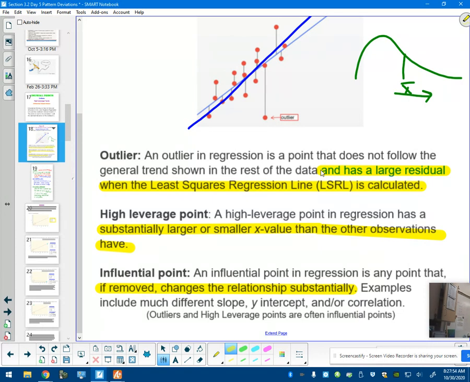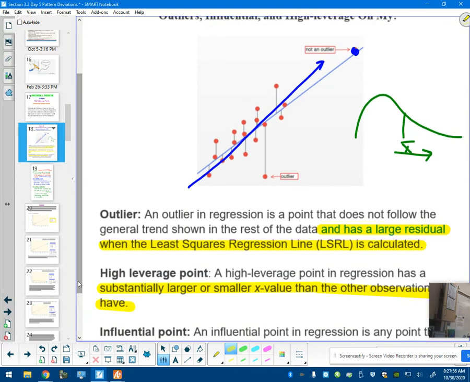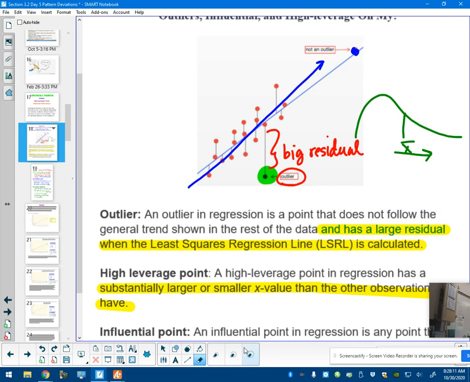And I guess it wouldn't hurt if we go out here and say, this guy right here, it says outlier because that is a big residual. And they don't call it this on our picture. It says this is not an outlier.